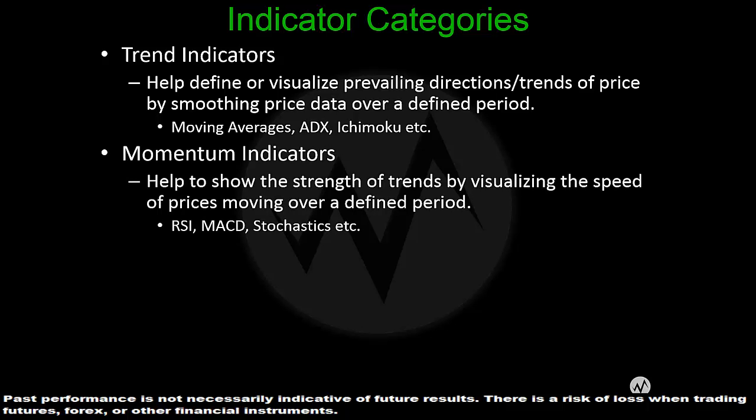You have your momentum indicators. These show the strength of the trends, visualize it like the speed or how fast prices are moving up or down over that defined period of time, whether it be a daily chart looking back 30 days, 12 days, whatever. There are a few that are common out there: RSI, MACD, stochastics, things of that nature.